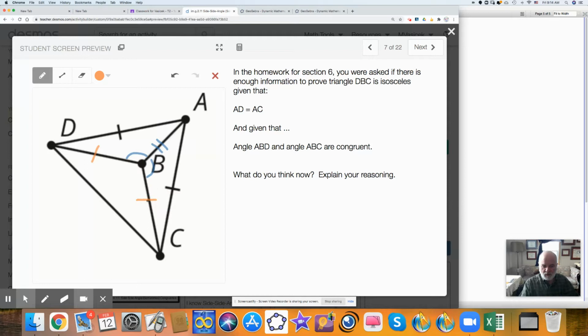And if these are congruent, and I'll put a little X here to make this X, then this is isosceles. We did not have enough information before to prove that these are congruent. Do we now? That's the question. Is this enough information? What do you think now? We'll come back to this.